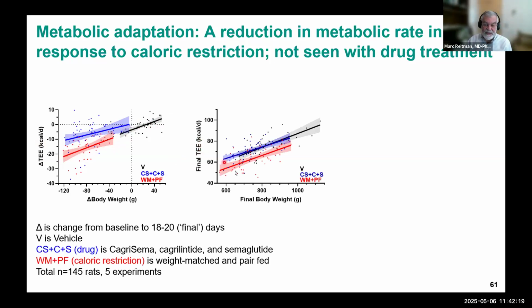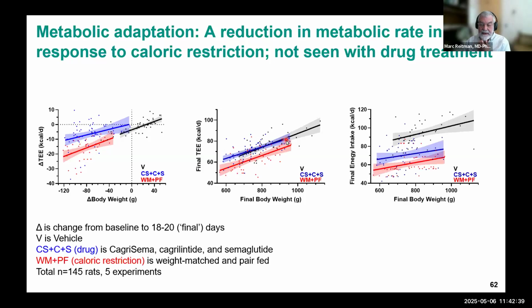A different way of looking at this is not the change in energy expenditure, but just the final energy expenditure and the final body weight. Now you can see that the vehicle groups, in this case, overlap the drug-treated groups, whereas the energy expenditure is reduced. This is the metabolic adaptation you see with caloric restriction that you're not seeing with CagriSema or Cagri or Sema.